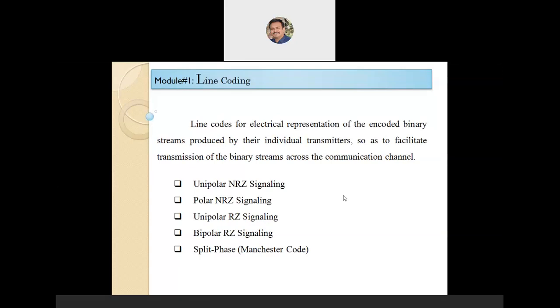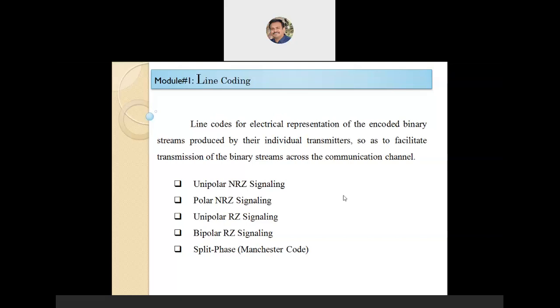In this session, we discuss line coding. Line codes are for electrical representation of the encoded binary streams produced by their individual transmitters, so as to facilitate transmission of the binary streams across the communication channel. The line codes are useful to convert a binary stream of zeros and ones into an electrical signal.